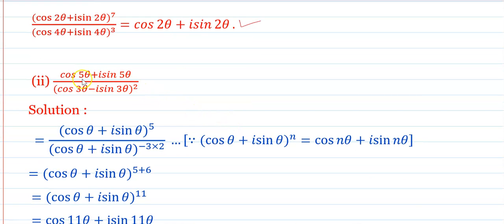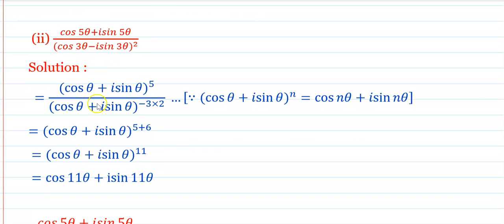Next, (cos 5θ + i sin 5θ) upon (cos 3θ − i sin 3θ), bracket square. Again, here we will take minus 3, and that will become cos θ + i sin θ. What about the numerator? (cos θ + i sin θ) raised to 5, by using this result.